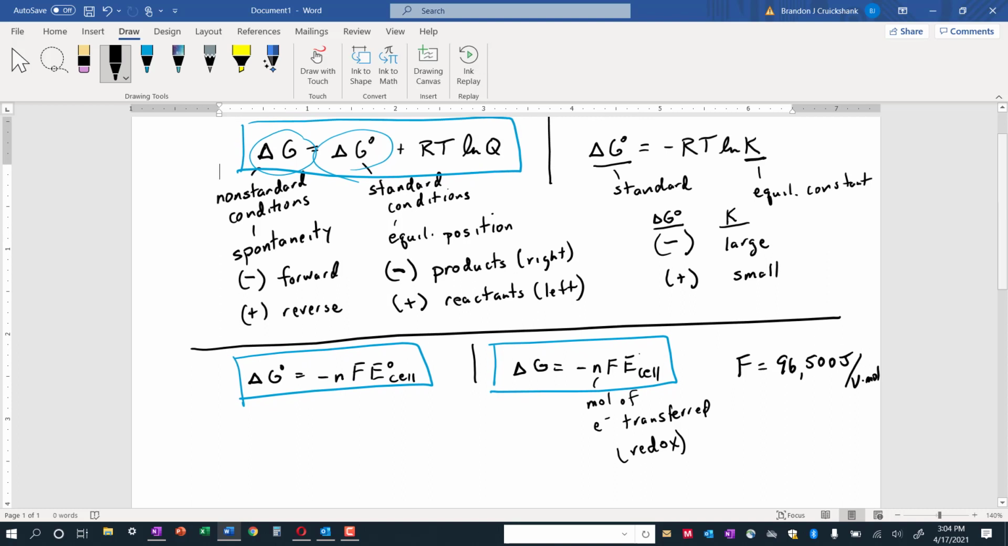Okay, I'm going to try to keep these all on the screen at least for now. So I'm going to plug in. This is the non-standard one first. So we have minus nFE cell under non-standard conditions. And then we have the same thing for standard conditions. Only difference, of course, is that we would have the standard cell potential.